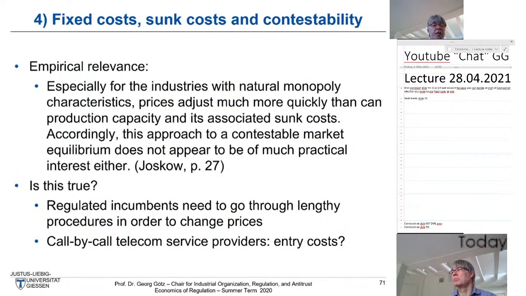Okay, so I gave you a story and I told you afterwards that the story is wrong and it doesn't fit with the empirical facts. And this is pretty much what Joskow said here. Joskow says that especially for the industries with natural monopoly characteristics, prices adjust much more quickly than can production capacity and its associated sunk cost. According to this approach, contestable market equilibrium does not appear to be of much practical interest either.